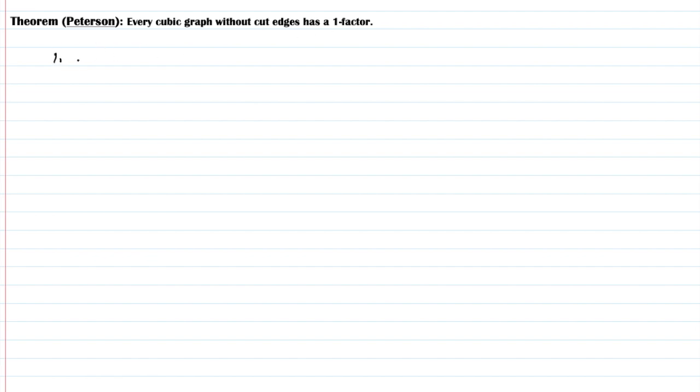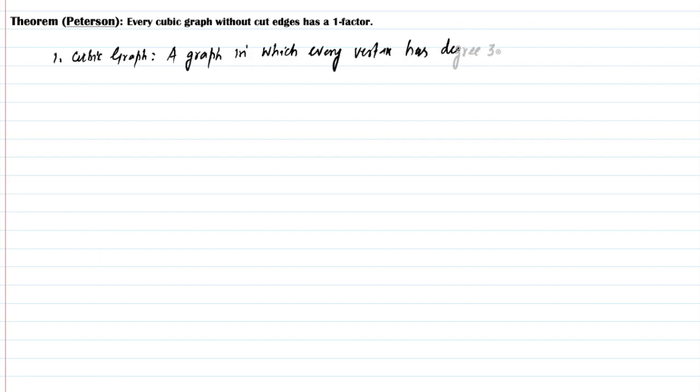First of all, a cubic graph means a graph in which every vertex has degree 3. So we have this cubic graph. This is a graph in which every vertex has degree 3.